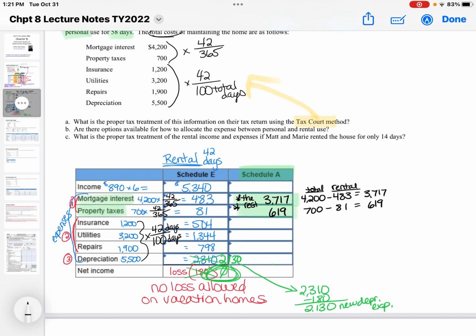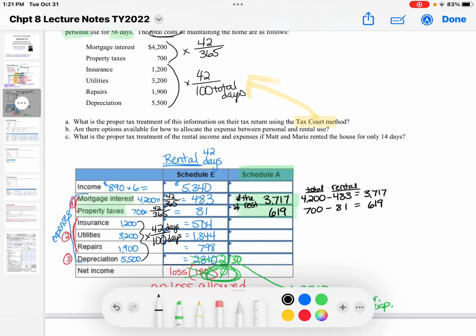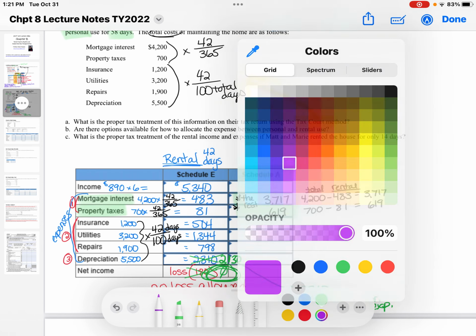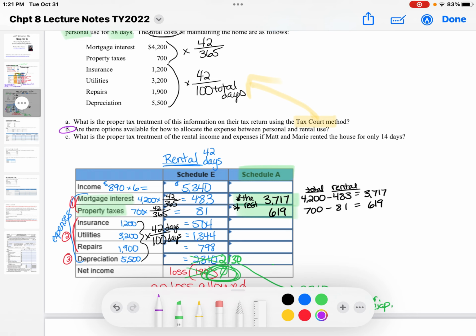Letter A says, what is the proper tax treatment using the tax court method? Okay, well that's what we did below. Letter B says, are there options available for how to allocate expenses between personal and rental? Yes, there are options. So this is letter B. Are there options? Yes. You can either do the tax court method or the IRS method. Those two methods are allowed.